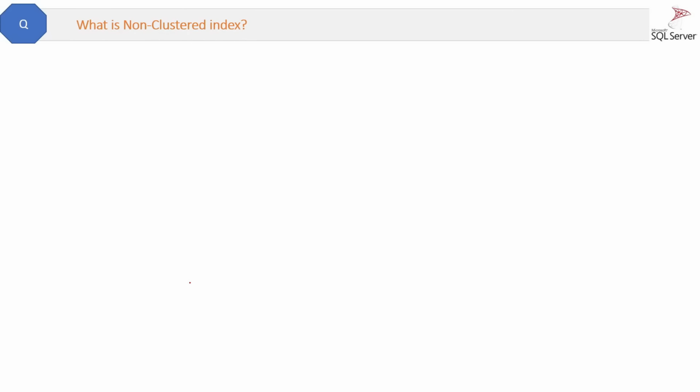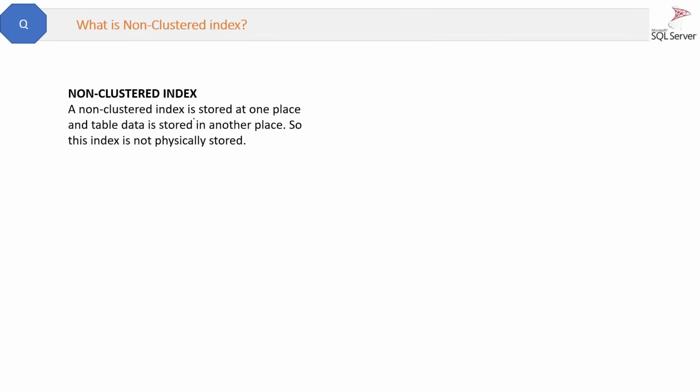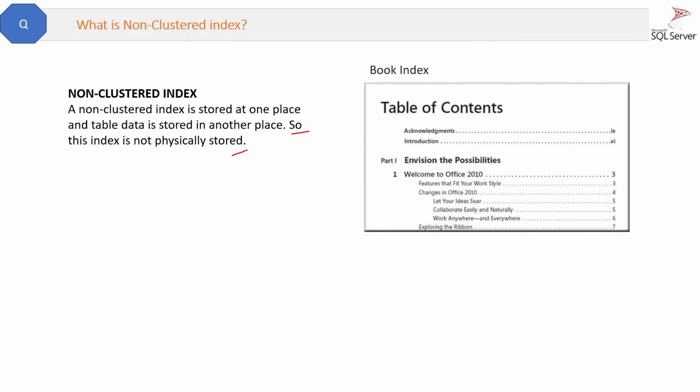What is non-clustered index? A non-clustered index is stored at one place and table data is stored in another place. So this index is not physically stored. It is similar to a book index. The book index is stored at the start of the book, and the book content is stored after that. So both are at different places. Unlike a clustered index, where both are at the same place, like in a dictionary, you have A at the same place and the words below that are also at the same place. So it's just like a map, this non-clustered index, which helps you locate the chapters.